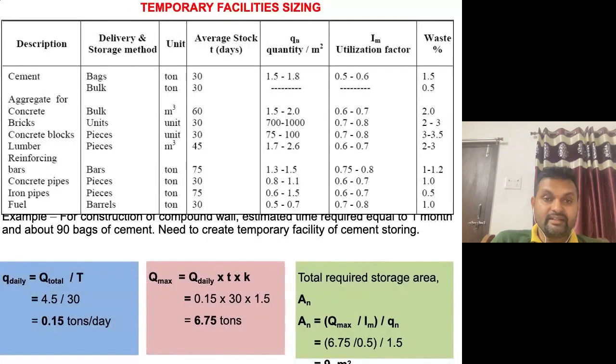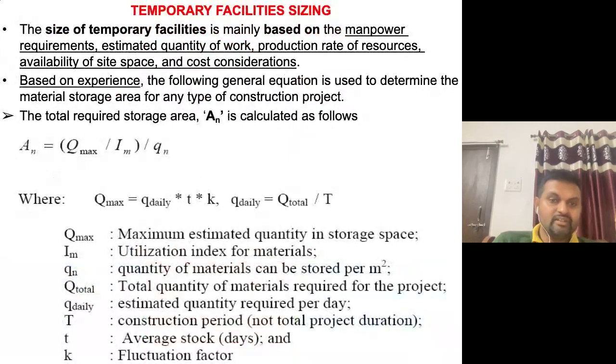So how are you going to get it? You're going to get it from this table. See the fourth column from the front: average stocks in days. So for cement, the average stock should be for the next 30 days I need to take care of. Aggregate, similarly bricks, concrete blocks, I can take care of. So I can calculate the small t, multiplied by the k.